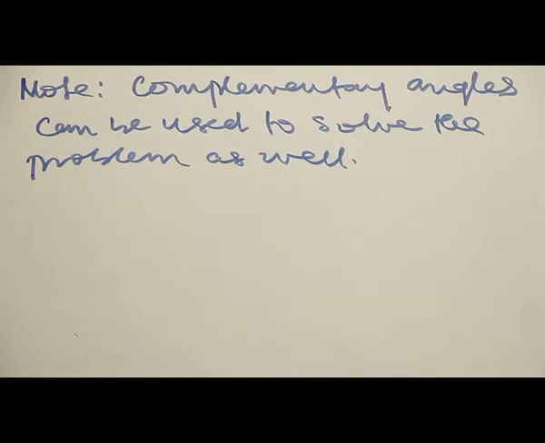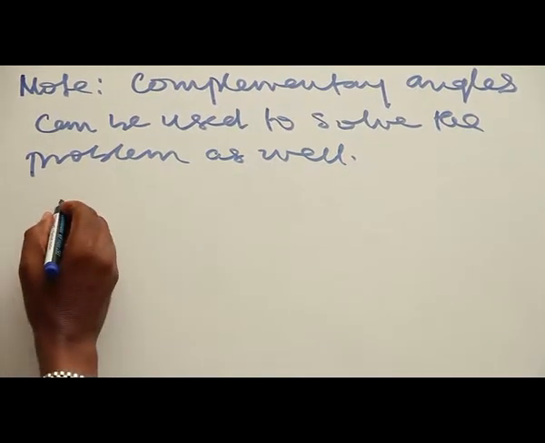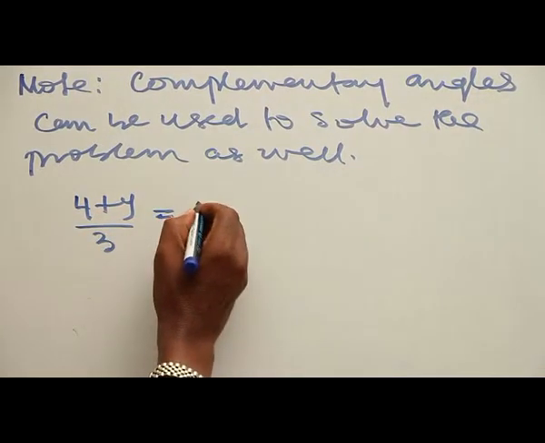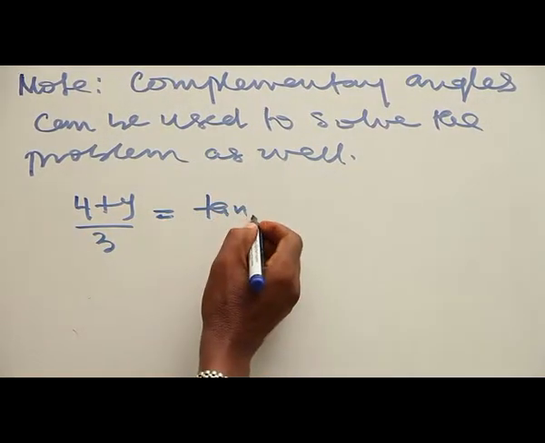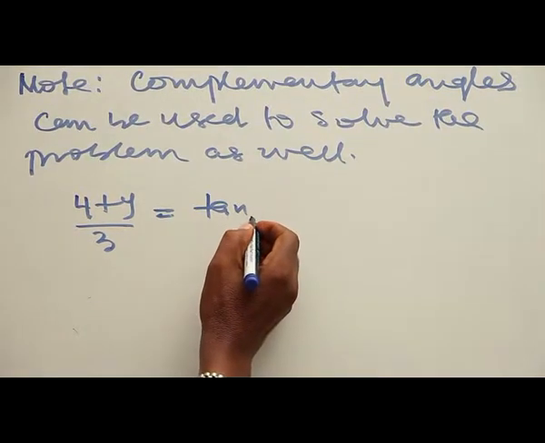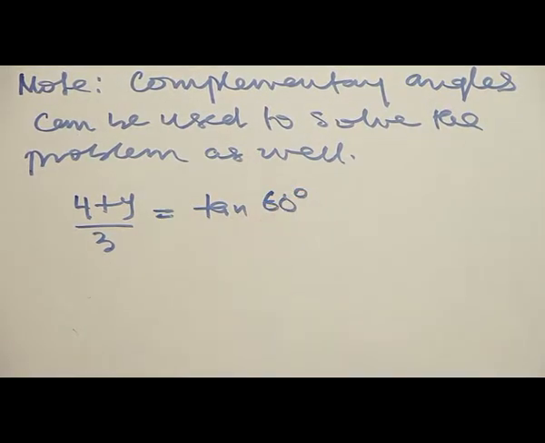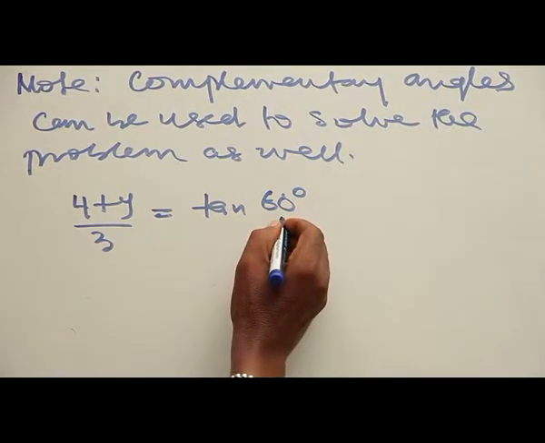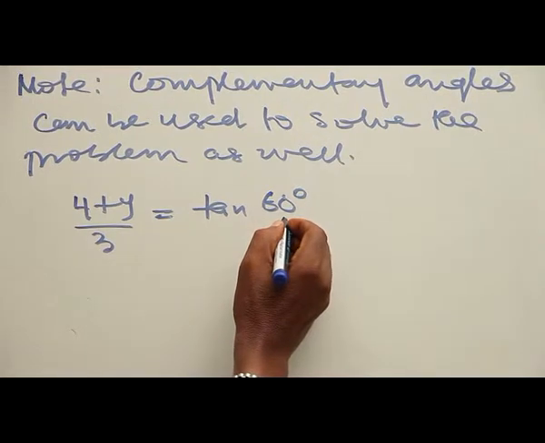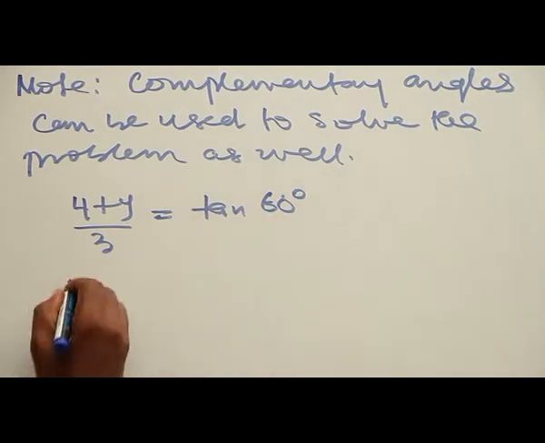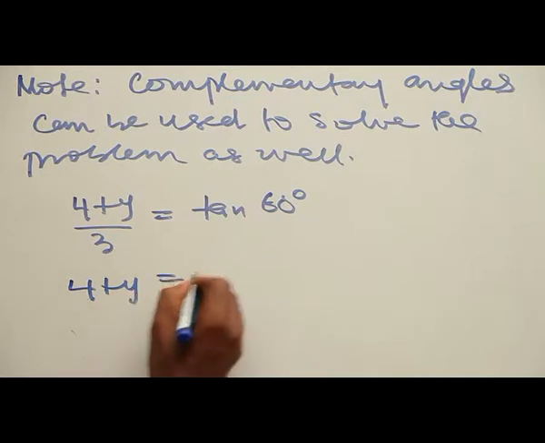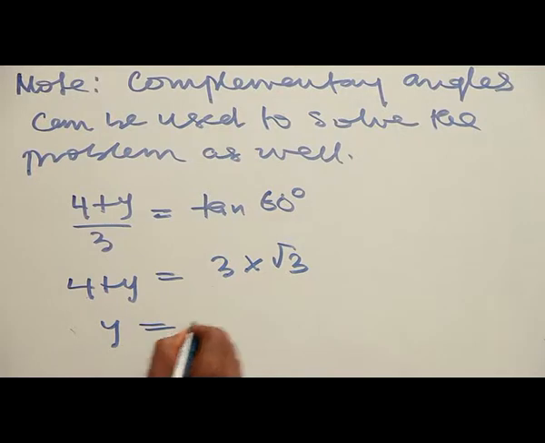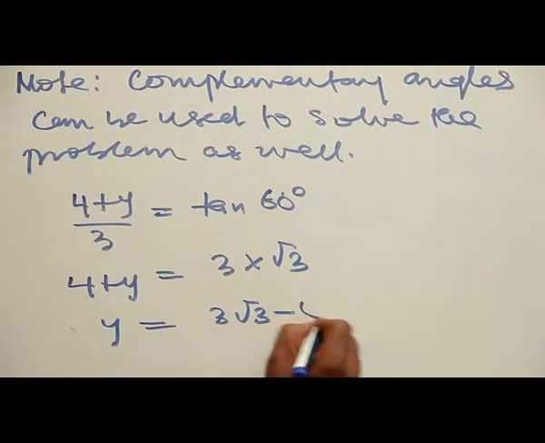So what we have in this place, we have that 4 plus y all over 3 is equal to tan 60 degrees, because 60 degrees is the complement of 30 degrees. So when you solve it this way, you now have that 4 plus y is equal to 3 times root 3. So that your y is equal to 3 root 3 minus 4.